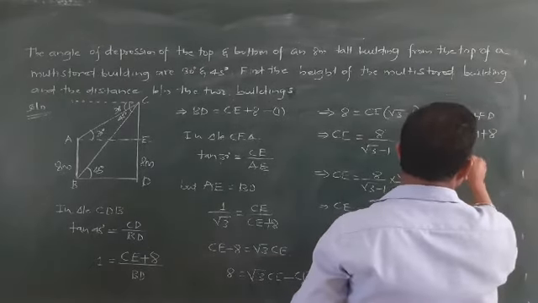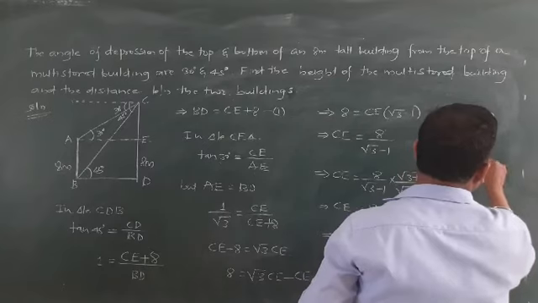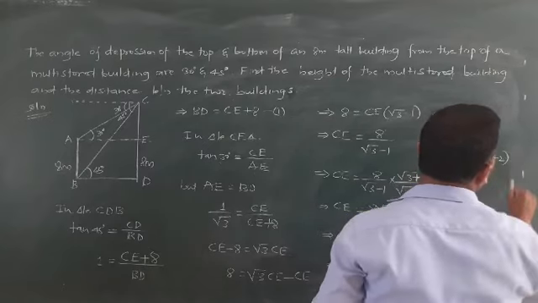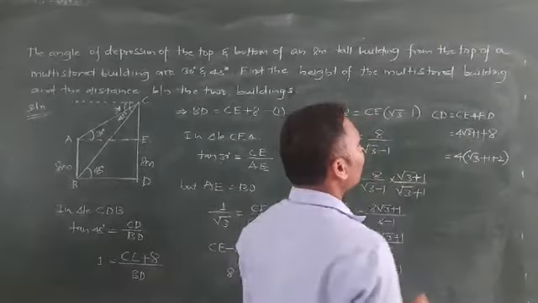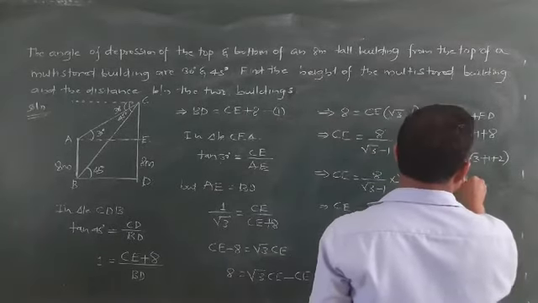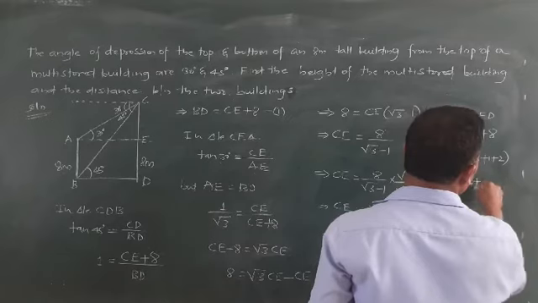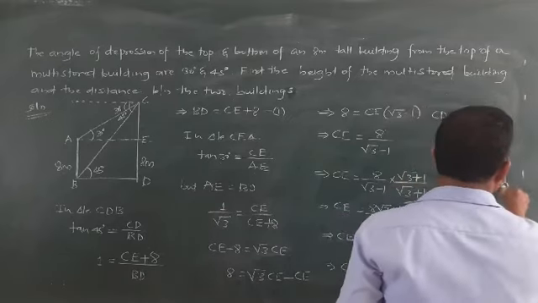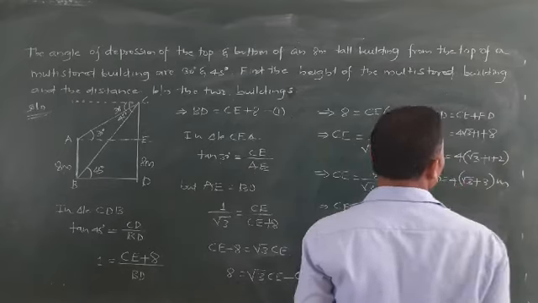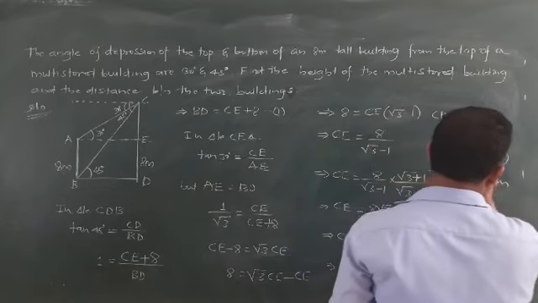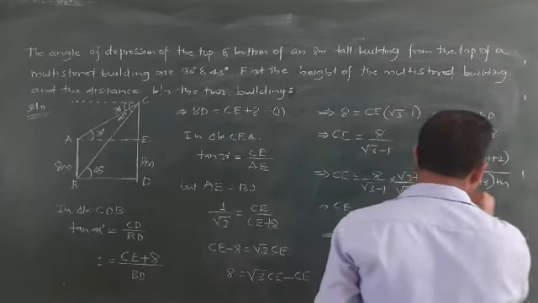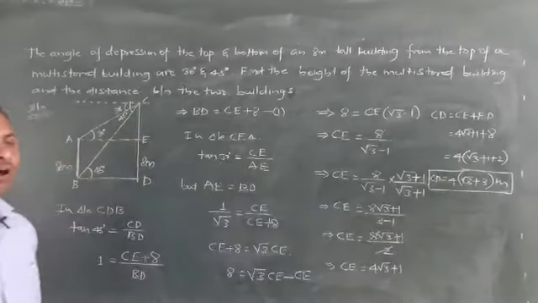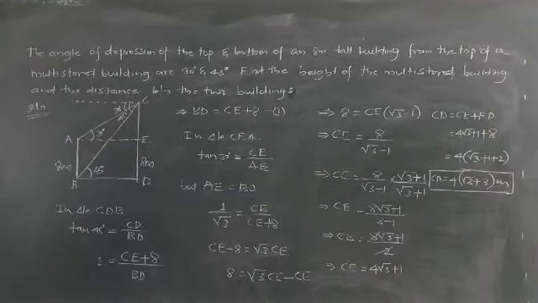Now is there any common? 4 is the common. Root 3 plus 1, again it is plus 2. Okay, now next, 4 into bracket of root 3 plus 1 plus 2 is 3, meter. So this is CD. So we got the answer. The height of the multi-storied building, CD, is equal to 4 root 3 plus 3 meter.